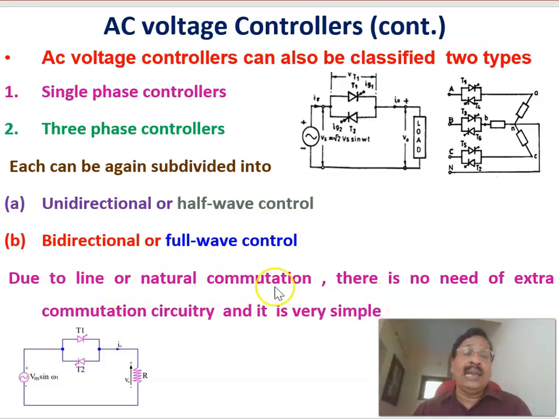Due to the line or natural commutation, there is no need of extra commutation circuitry, and it is very simple. The same circuit is shown here. Two thyristors T1 and T2 are connected back to back, and this is the load connected. This is the source as such.